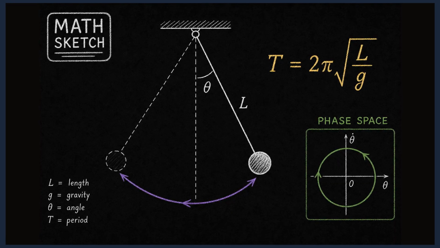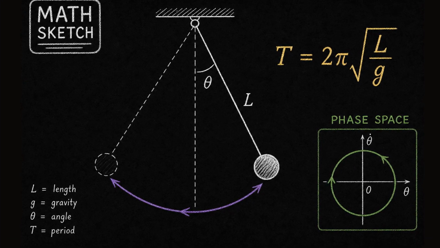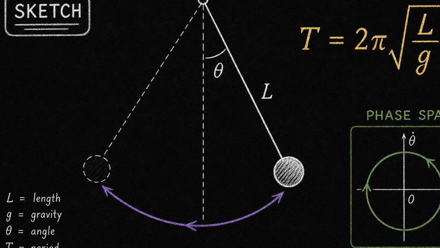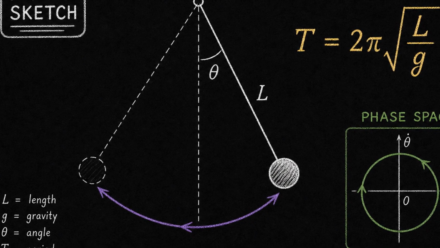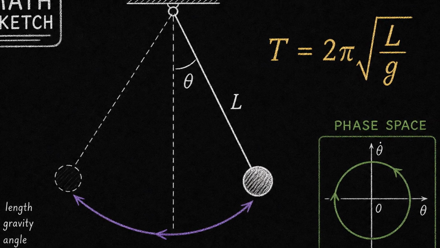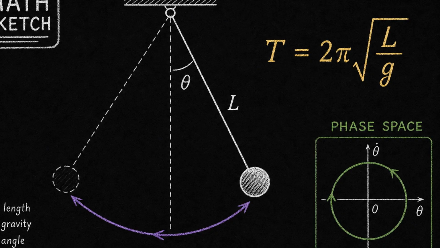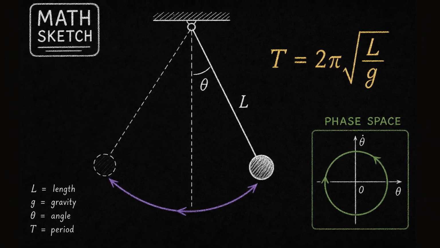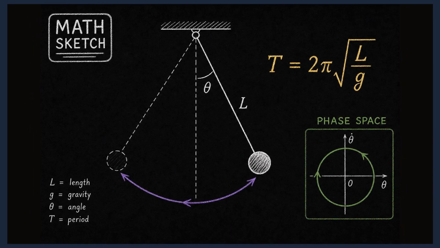A grandfather clock swings back and forth. Its period, time per swing, involves 2 pi times the square root of length over gravity. No pizza in sight. The pi appears because the motion traces circular logic in phase space. Rotation math sneaks into back and forth motion.